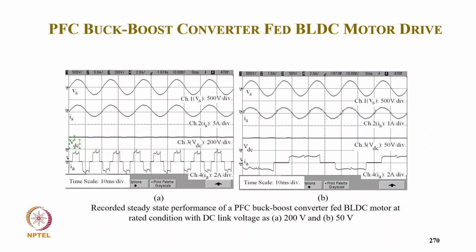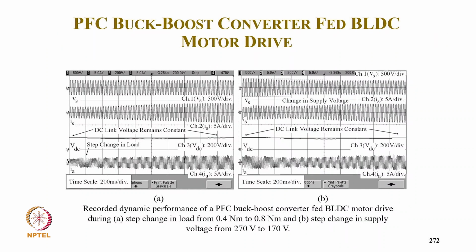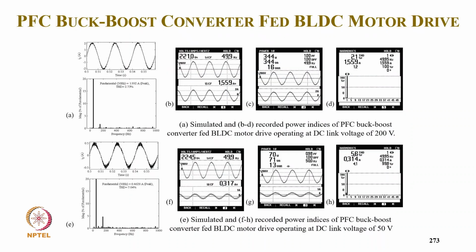You can clearly see supply current and supply voltage at 250 V, at 200 V DC link and 550 V DC link. Of course, it gives the speed of 2000 RPM and 500 RPM. And this is the starting. Typically, any step change in DC link voltage is used for speed control, from 100 to 150, and starting at 3 volt. This is your load change and the supply voltage change. The response corresponding to a buck boost converter.